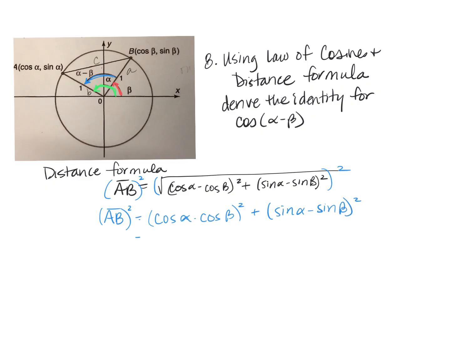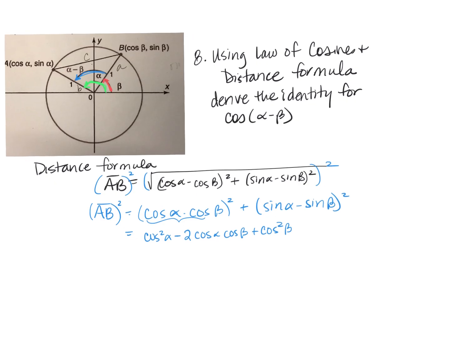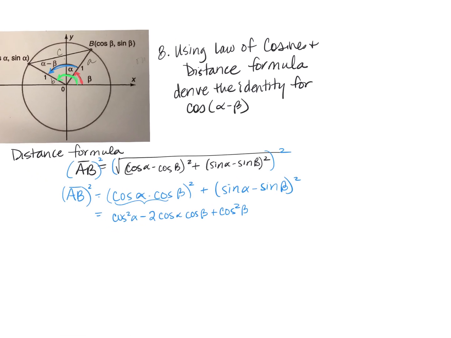All right, then we're going to do FOIL for this. That's going to give me cosine squared of alpha minus 2 cosine alpha cosine beta plus the cosine squared of beta. Then I do the sine part. So I'm going to do plus the sine squared of alpha minus 2 sine of alpha sine of beta plus the sine squared of beta. All right, it's a lot, I know.